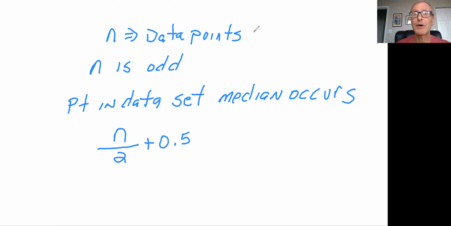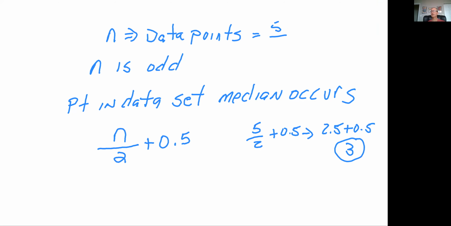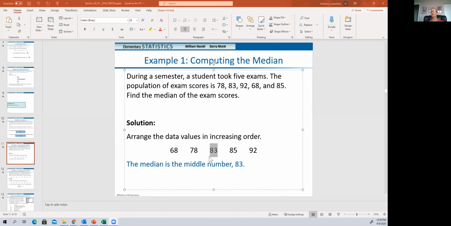So for example, on our data set here, the first one we had was 5. So that would be 5 divided by 2 plus 0.5. And so that would be 2.5 plus 0.5. So data point number 3 is our median. And if we went back over to the data set that we had here, you could see that that would be the 83. That's the third data point with respect to calculation of the median.